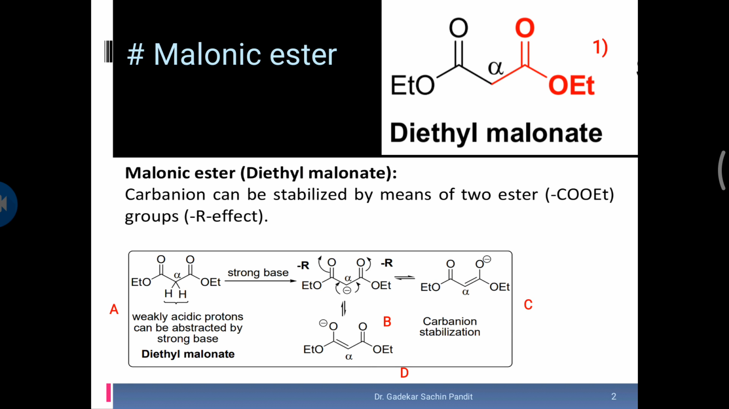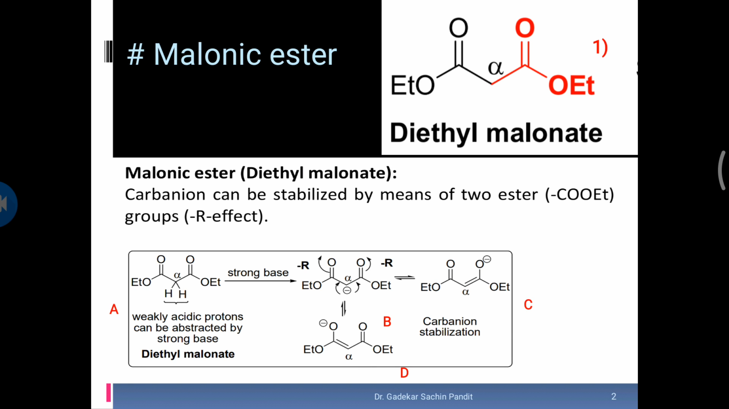In this diethyl malonate there are two alpha hydrogen atoms present. These are weakly acidic protons and can be abstracted by a strong base, which may be sodium methoxide or another. The carbanion can be stabilized by the two ester groups present in malonic ester.